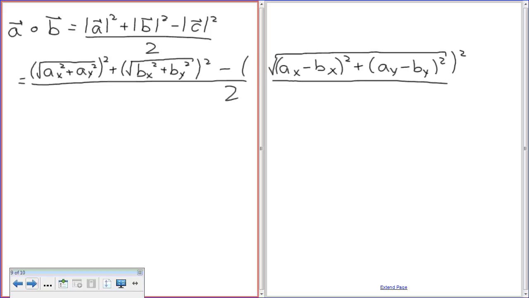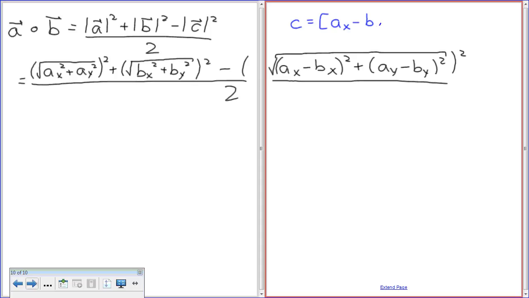Just wait. Remember that C was equal to, I'm sorry, remember that's what vector C was. Remember from the previous previous board. Remember that's what vector C was? Remember that?